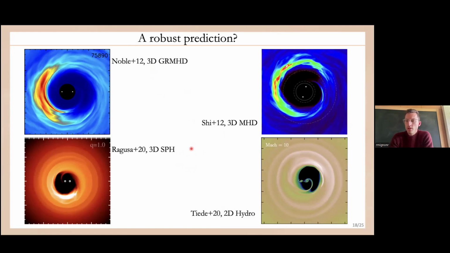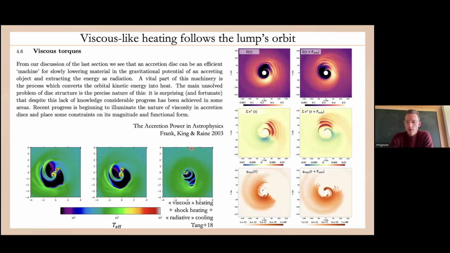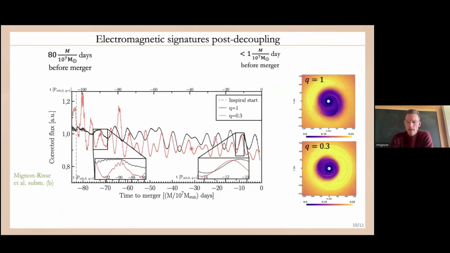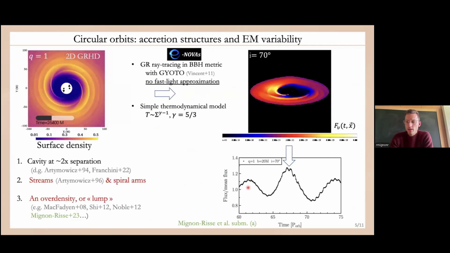So people can use different recipes to incorporate heating from shocks, for example, or from alpha viscosity in the simulations. And what's nice is that even though we are using a very simple model for the thermodynamics, we actually get in the end a modulation that is similar to what you could obtain with more complex thermodynamics, including radiative cooling, shock heating, and viscous heating. You will get in the end the same shape.